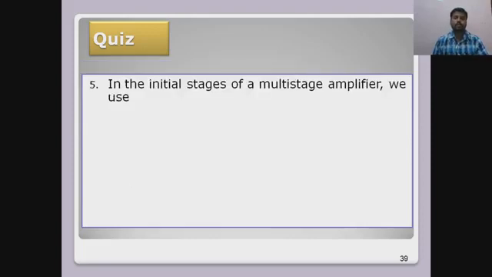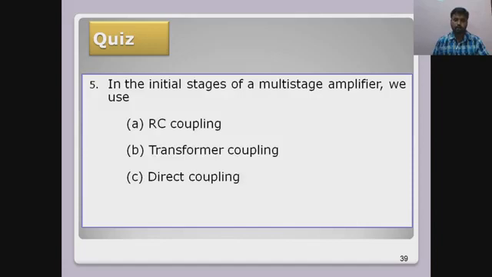The next question. In the initial stages of a multi-stage amplifier, we use what kind of amplifier? RC coupling, transformer coupling, direct coupling, or none of the above. Based on the applications which we have discussed, it is the RC coupled amplifier.